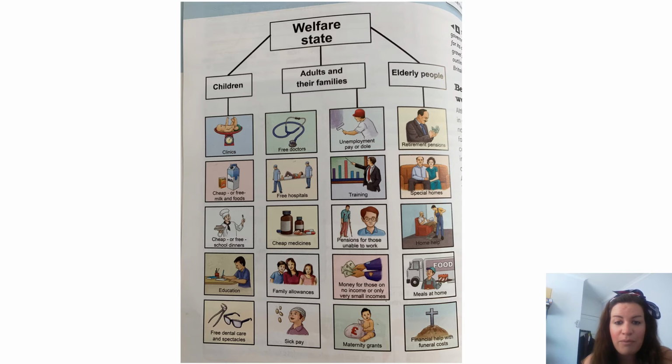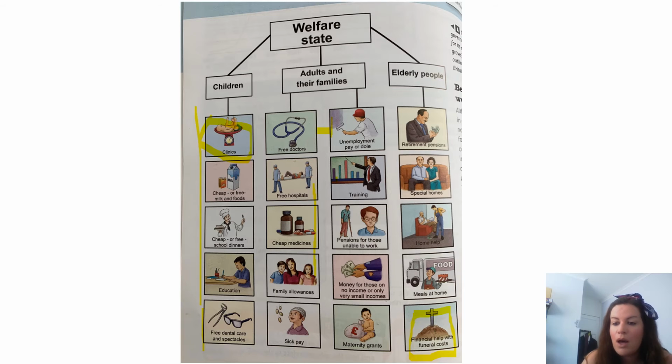And just to give you a bit of an idea, this is from the textbook that we usually use, just to show you what we get from this welfare state. So you can see on this picture all of the benefits that children get from the welfare state. We've got clinics, we've got cheap or free milk and foods, cheap or free school dinners, dental appointments, spectacles, education for free. Adults and their families can get free doctors. If they're unemployed, they can get some money, they get training. They get free hospitals, cheap medicines, family allowances, sick pay, maternity grants, and then this idea from cradle, with the baby clinics, to grave, with financial help for the funeral costs.